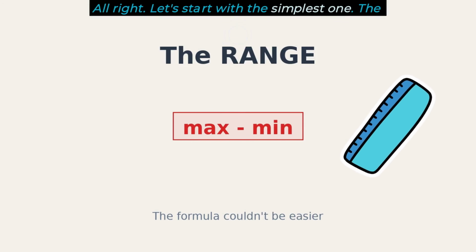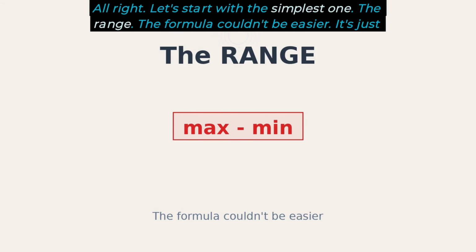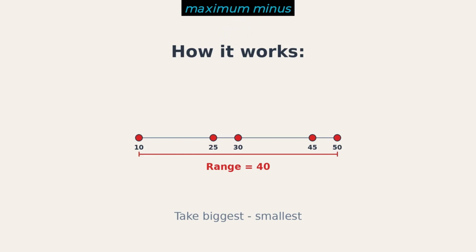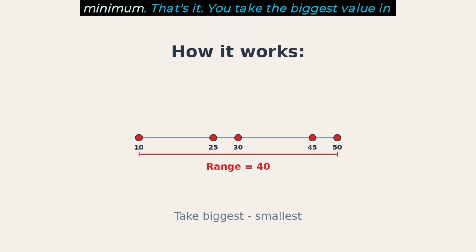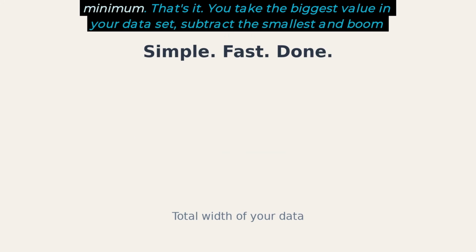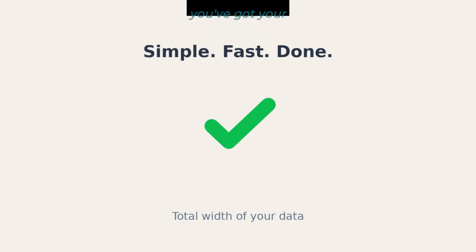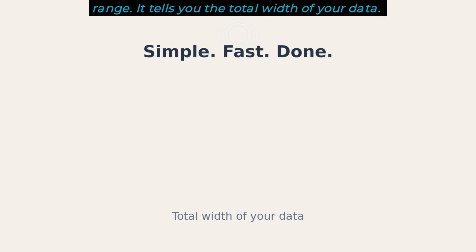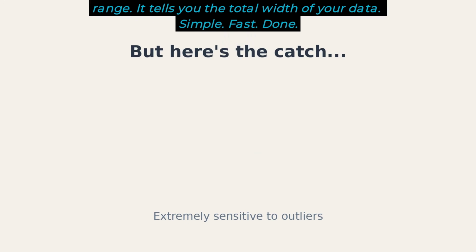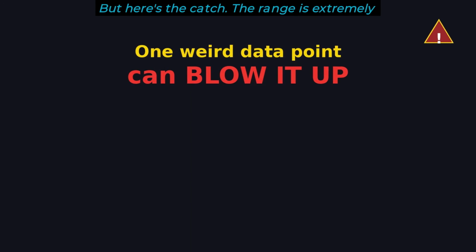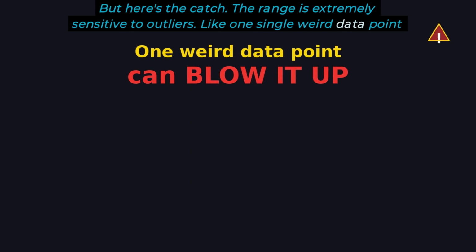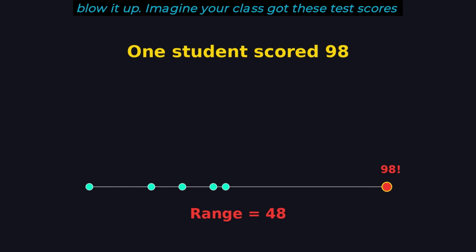Alright, let's start with the simplest one. The range. The formula couldn't be easier. It's just maximum minus minimum. That's it. You take the biggest value in your dataset, subtract the smallest, and boom, you've got your range. It tells you the total width of your data. Simple, fast, done. But here's the catch. The range is extremely sensitive to outliers. Like one single weird data point can completely blow it up.